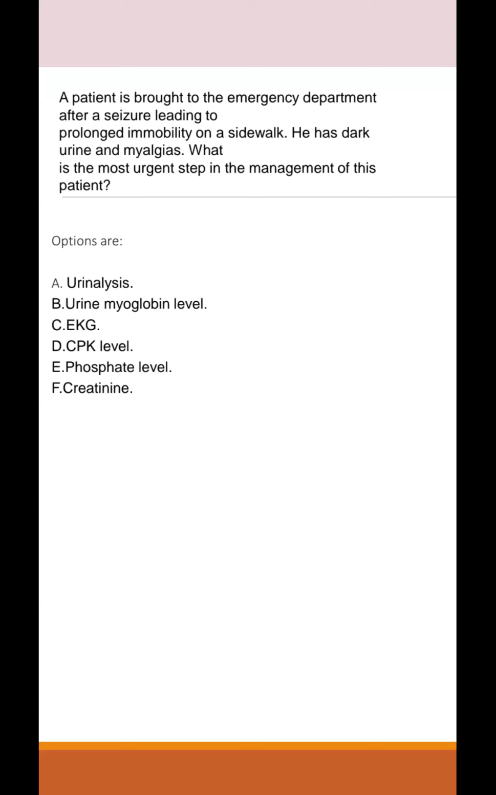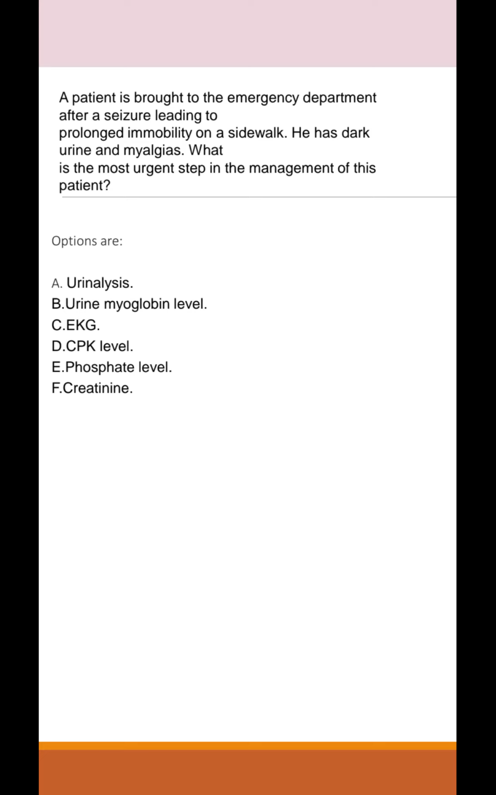When rhabdomyolysis occurs, what is the electrolyte imbalance? Only one electrolyte imbalance is life-threatening. What is that? Potassium. It will be high, so it is life-threatening. Peaked T wave on the ECG.